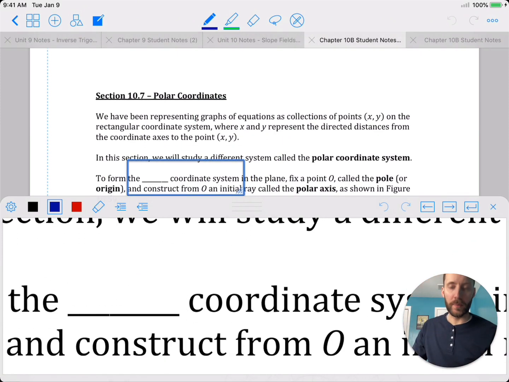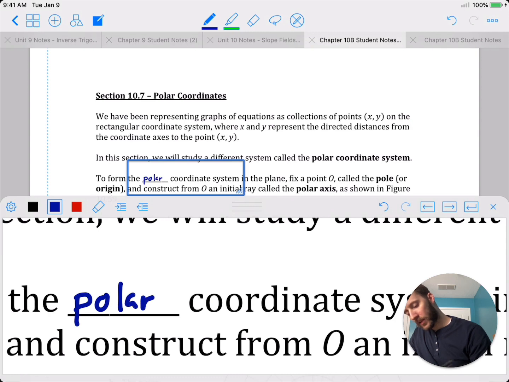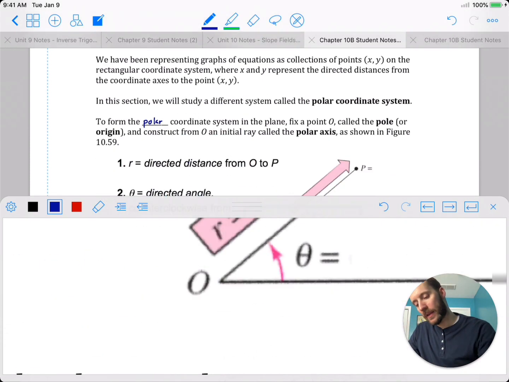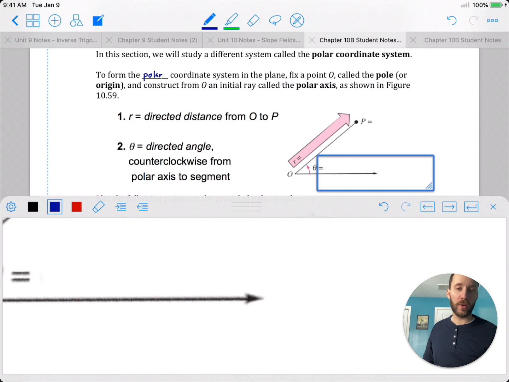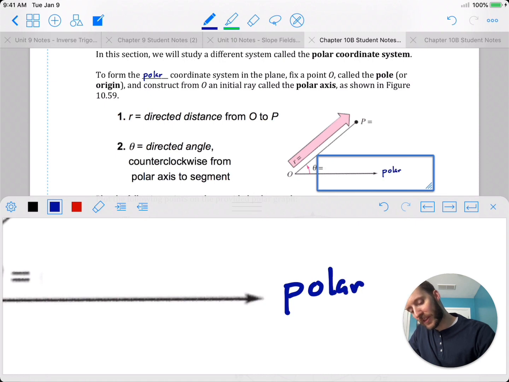So to form the polar coordinate system, you start with a point called O, called the pole, that is analogous to the origin in the rectangular coordinate system. And then from O, construct a ray horizontally, to the right, not to the left, to the right. Call that the polar axis. That's kind of where everything is going to start, okay?